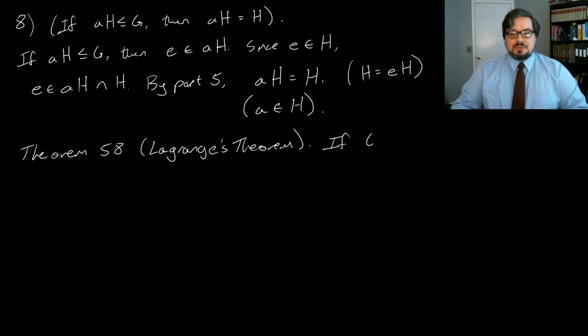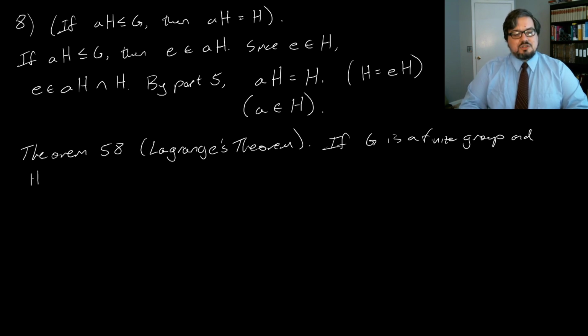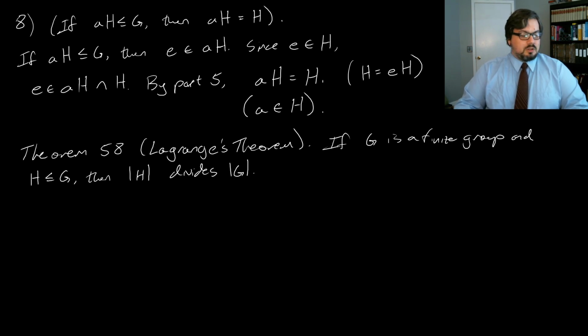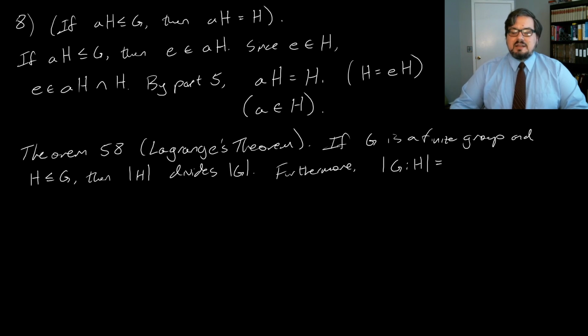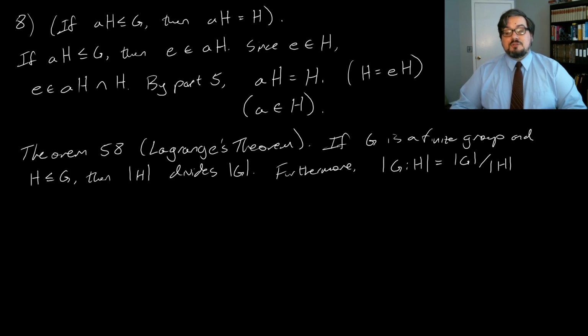And it's a theorem about finite groups. If G is a finite group and H is a subgroup of G, then the order of H divides the order of G. Furthermore, the index of H in G is equal to the quotient of the order of G and the order of H. So notice that this last statement here is just an equality of numbers. It's just numbers on both sides of the equation.